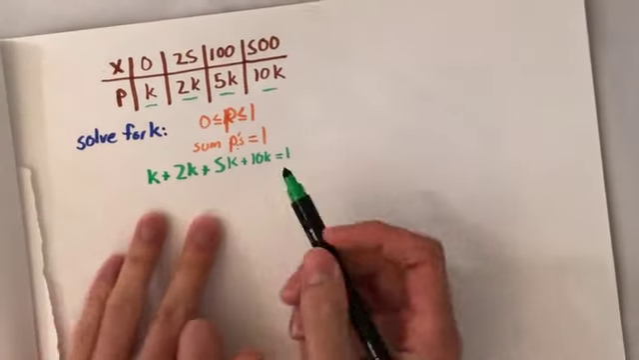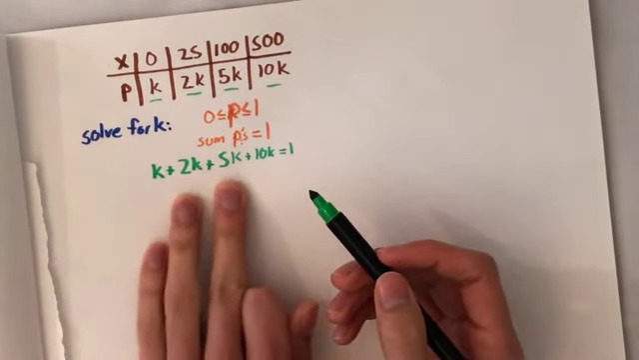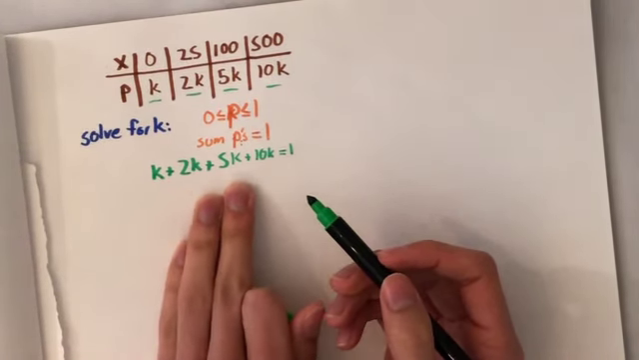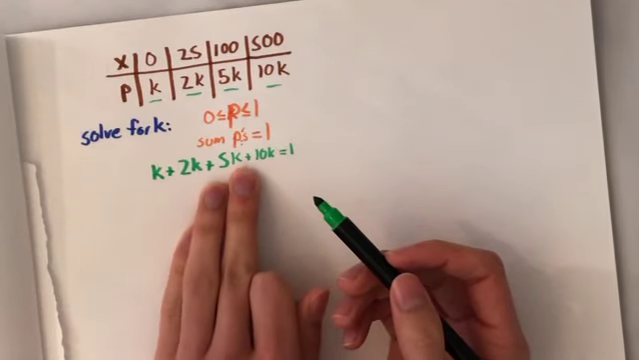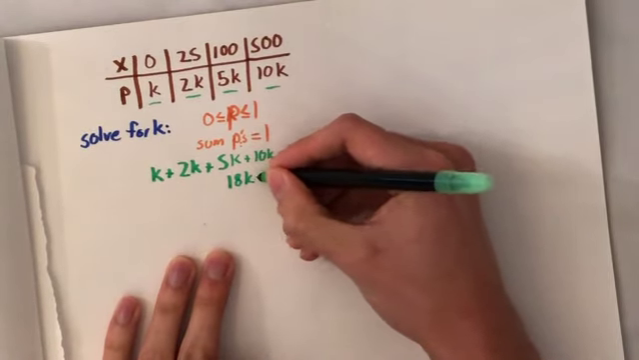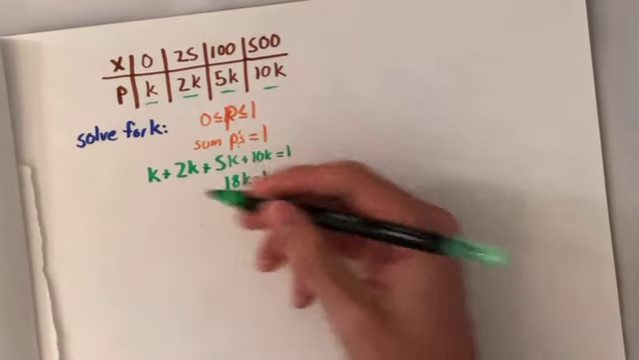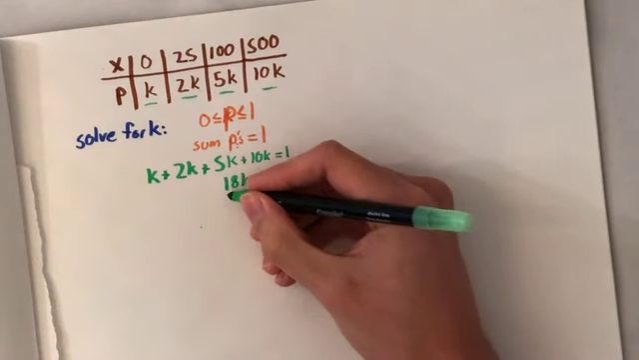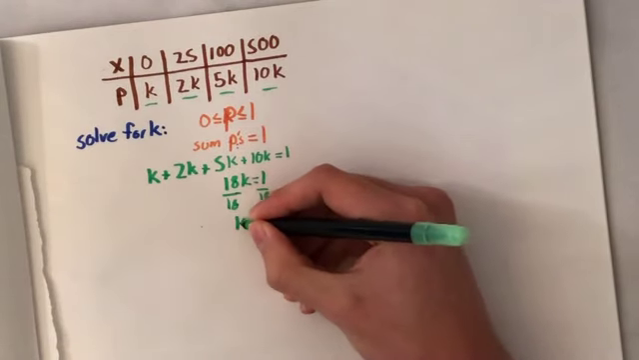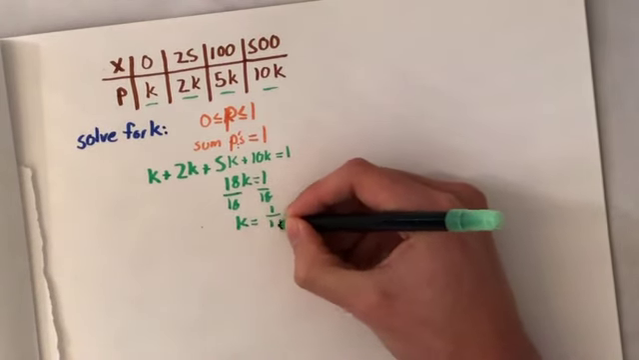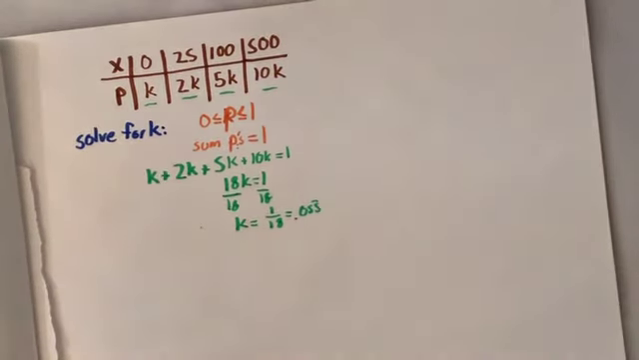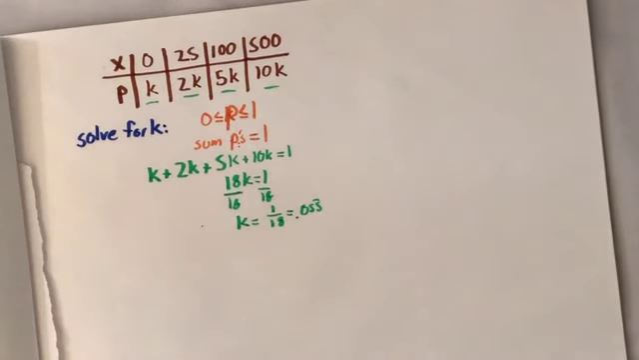Now, since they all involve k, we add our like terms. 1k plus 2k is 3k. We add that to 5k, that's 8k, and then we add our 10k. So we end up having 18k equals 1. Since we're solving for k, we divide by 18 on both sides, and we end up with k equals 1 over 18. For those of you who like decimals, that's 0.055 repeating. Okay, so that's part A.